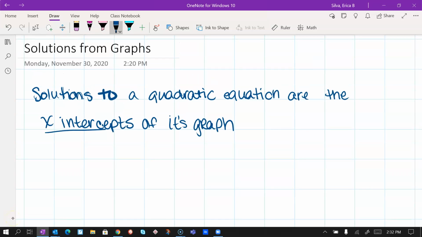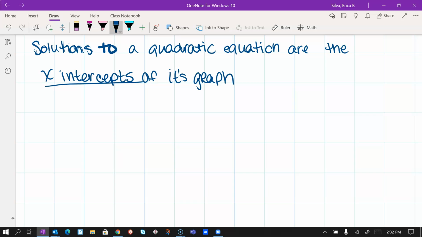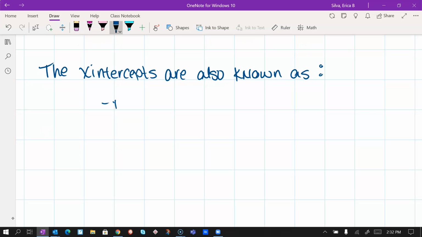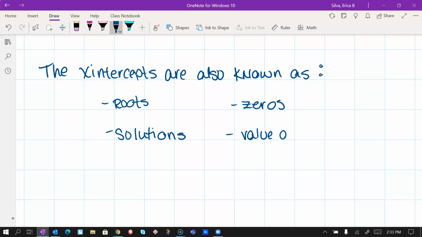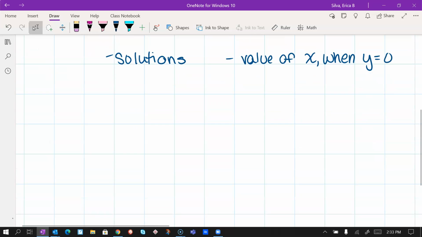And our x-intercepts are also known as the roots, solutions, the zeros, and the value of x when y is equal to 0. And this might look familiar to you because you did learn this your freshman year or when you were in Algebra 1. All right, so there are 3 types of solution.